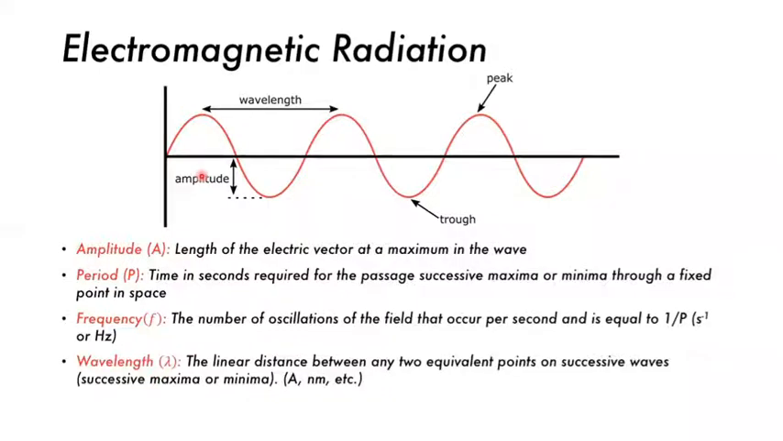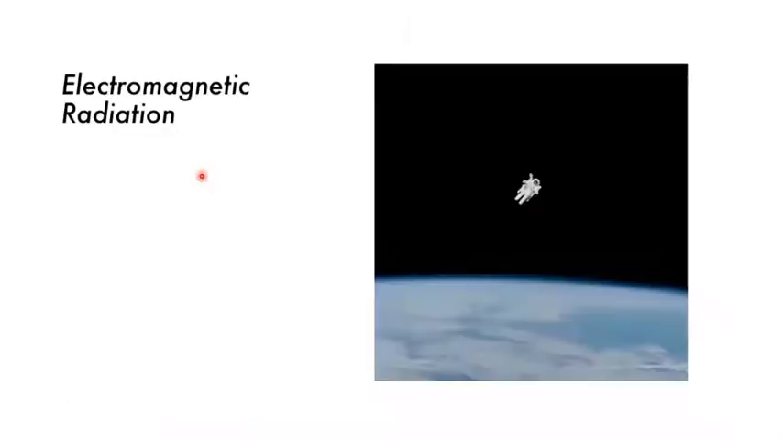A wavelength then, given by lambda, is the linear distance between any two equivalent points on successive waves, successive maxima or minima. It is given in units of angstroms or nanometers generally. So it's actually a length. And then wave speed is equal to v = f times lambda. So the frequency times the wavelength gives us the speed of that particular wave.